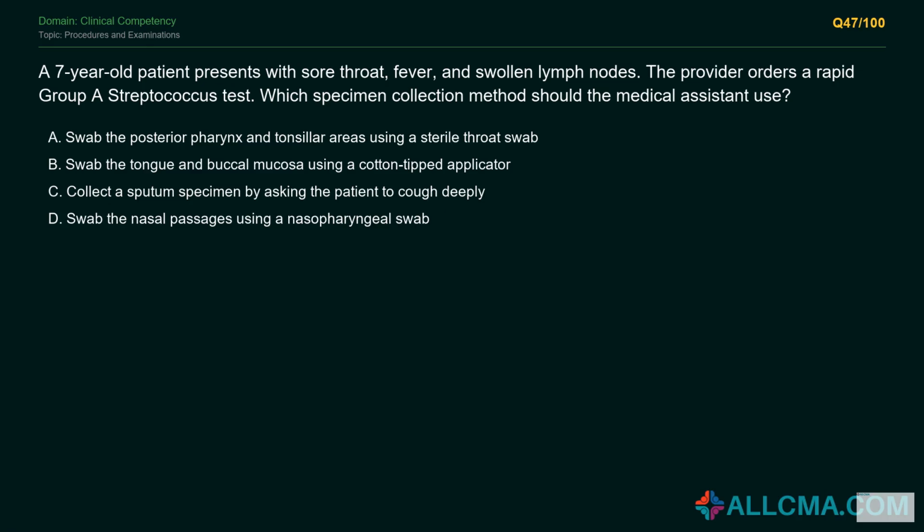Question 47. A 7-year-old patient presents with sore throat, fever, and swollen lymph nodes. The provider orders a rapid group A streptococcus test. Which specimen collection method should the medical assistant use?